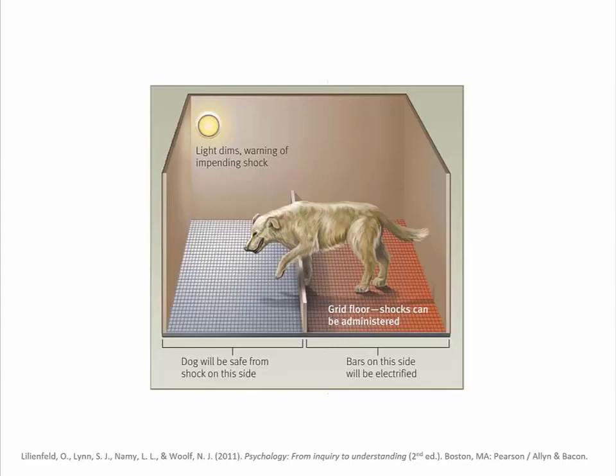In a shuttle box, the floor that the dog is standing on becomes electrified 10 seconds after the light switch is on. To avoid a shock, the dog just needs to jump the barrier to the other side within 10 seconds. Each dog was given 10 trials in the shuttle box, and the data that Seligman and Meyer collected looked something like this.